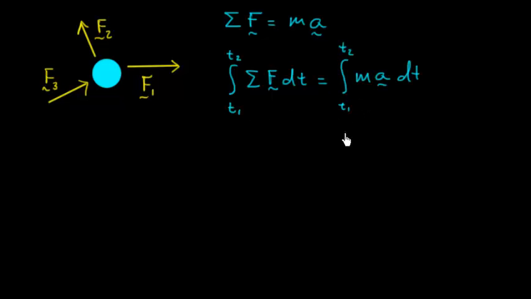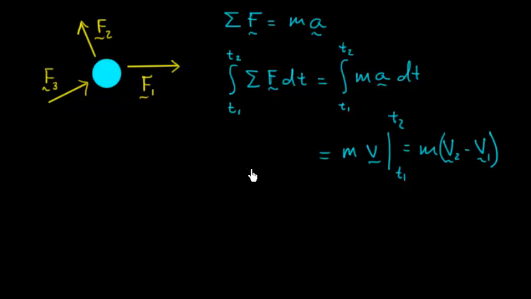Well, the right-hand side is kind of easy. We're integrating acceleration with respect to time. So by definition, that's a velocity, but of course we're integrating from time 1 to time 2. And by the way, I'm assuming mass is constant right now. So this becomes mass times velocity, and the limits of my integration are time 1 and time 2. So this is mass times velocity at 2 minus velocity at 1, like so.